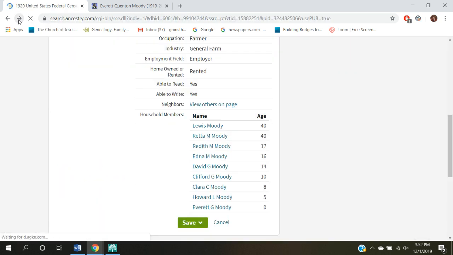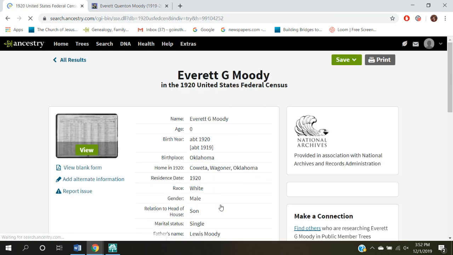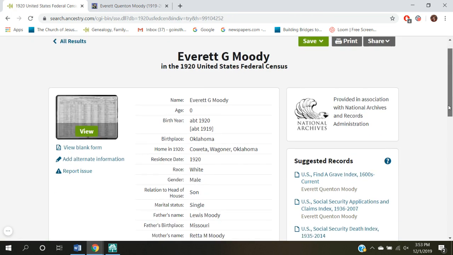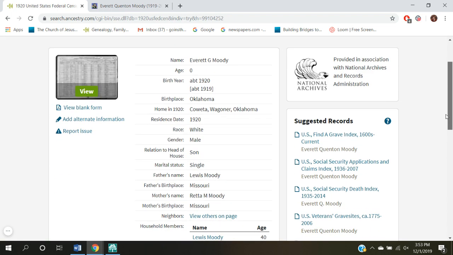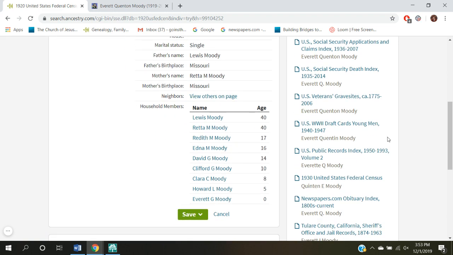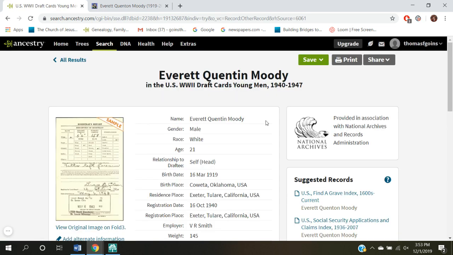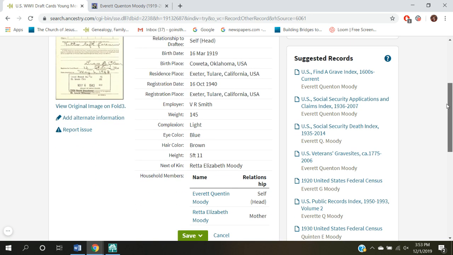Go backwards, click on this, and that causes the computer to give us some suggestions. And the next record I'm going to go to is his World War II draft card record, because usually they probably interviewed him personally. And here we have the spelling Quentin. So now we're starting to wonder how you really spell this name.